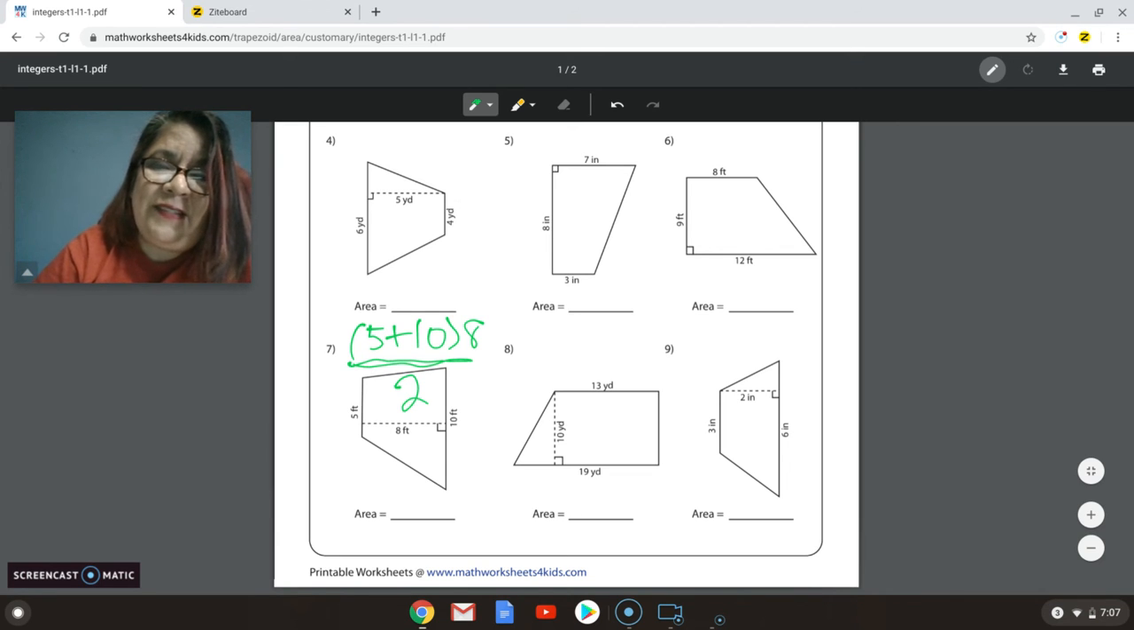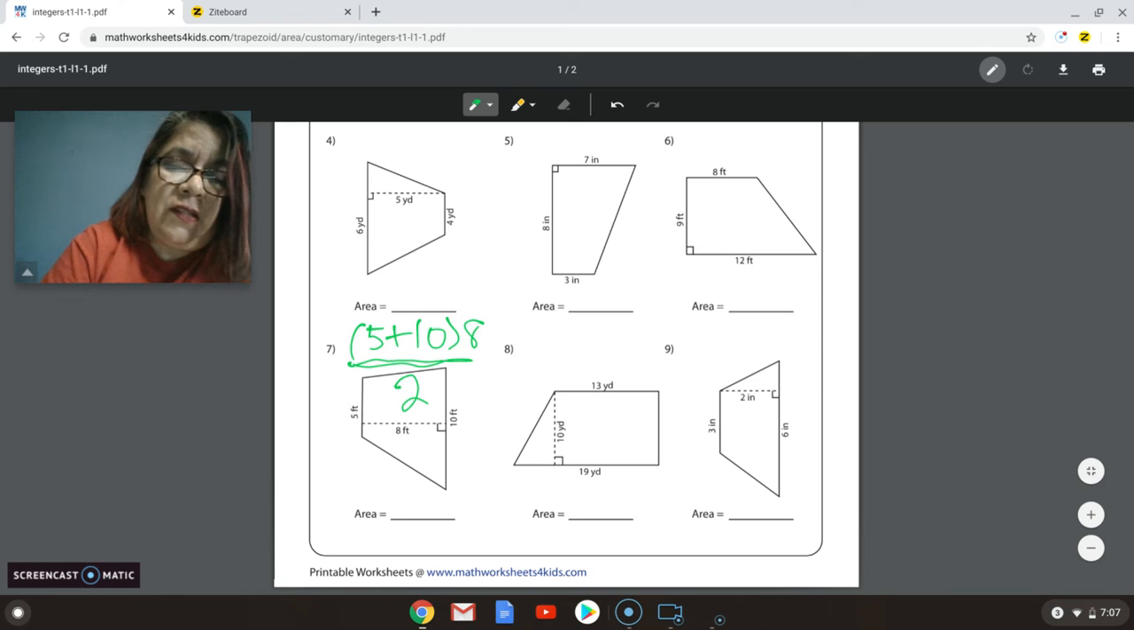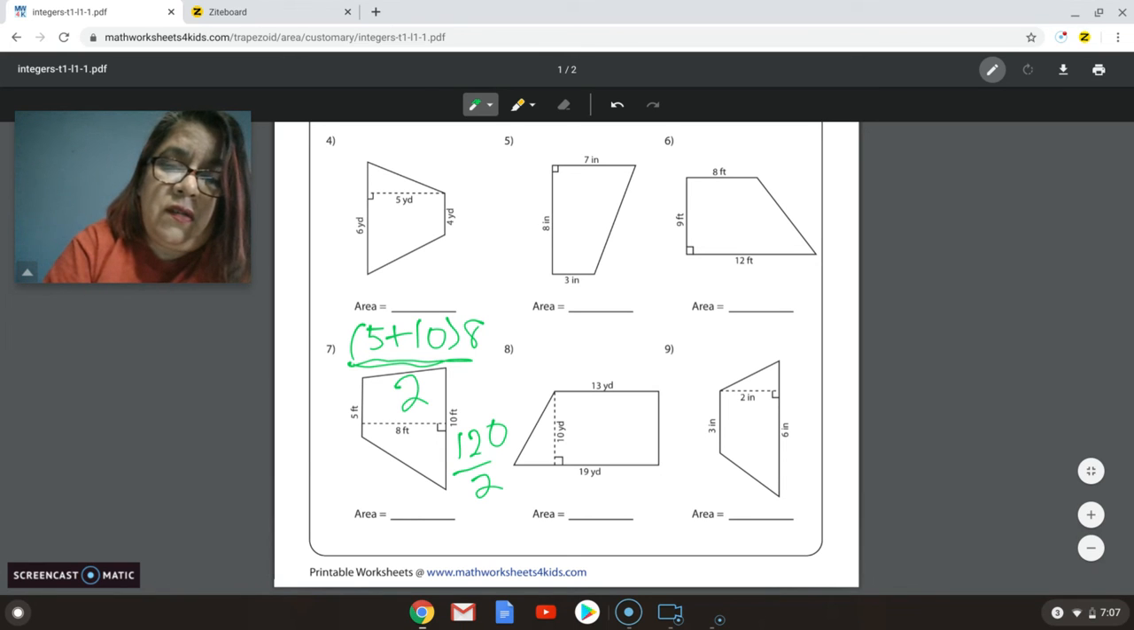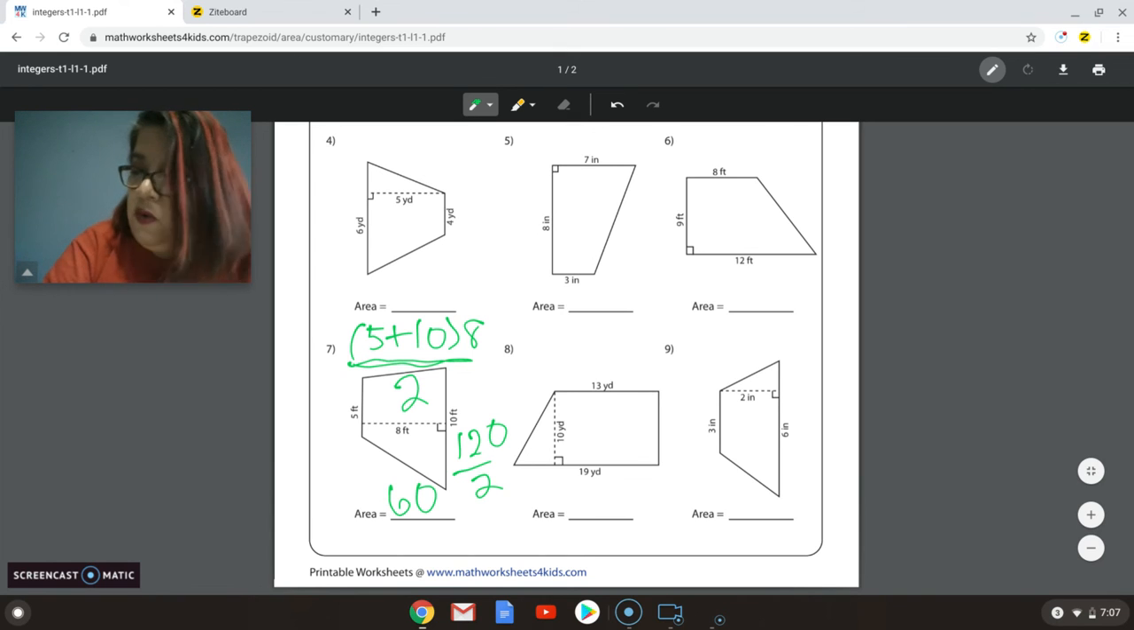What is 5 plus 10? Great. 15 times 8. Perfect. So this should be 120 divided by 2. Now, area for this is going to be 60 what? Good job.